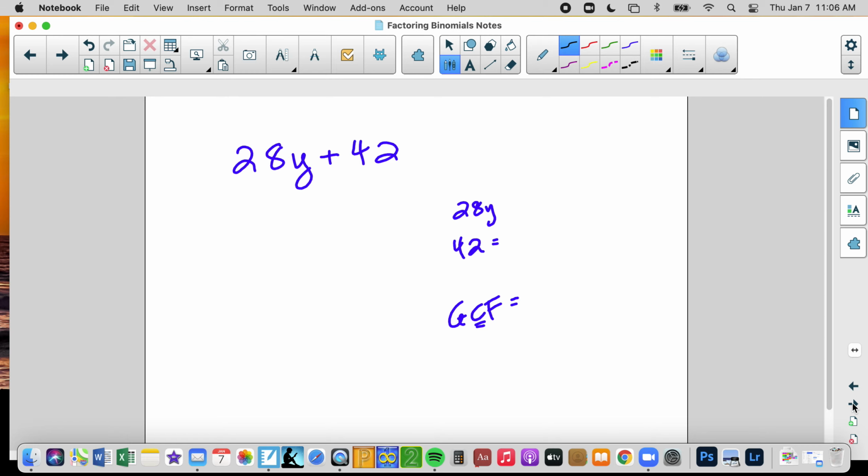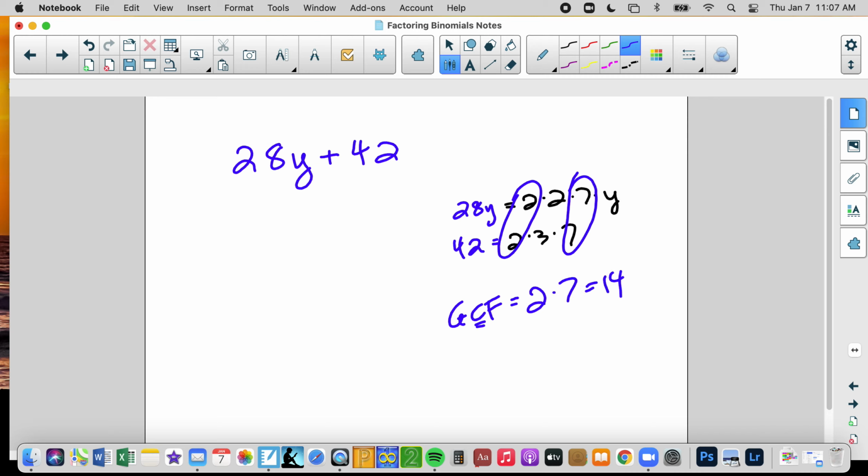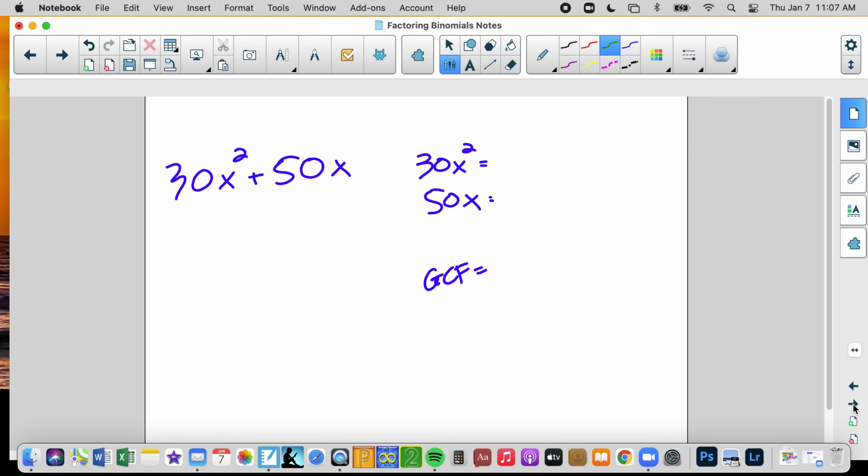Let's take a look at this one. 28y would be 2 times 2 times 7 times y. 42 is going to be 2 times 3 times 7. What do they have in common? They have a 2 in common. They have a 7 in common. So my GCF is going to be 14. I factor out that 14, and I'm left with 2y plus 3. And I'm getting that 2y from this, and I'm getting the 3 from this after I take that 14 out. And the 14 is represented as 2 times 7.